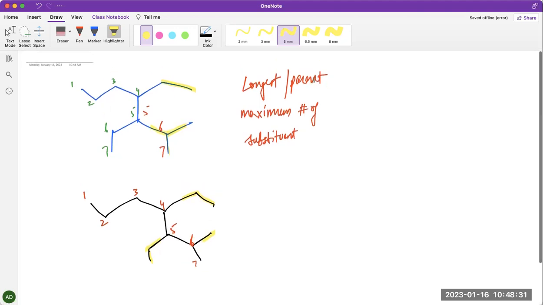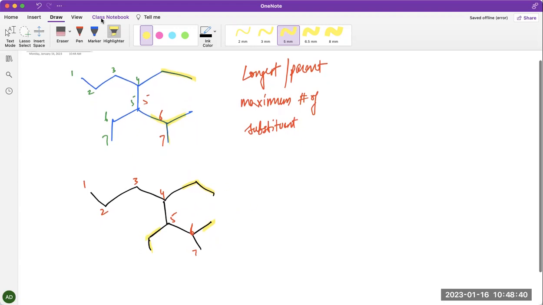And what does the rule say? The parent chain is going to be the one which has the maximum number of substituents. Okay, this numbering wins. This is how we are going to frame our main chain. Our main chain is basically this one. The parent chain is this. Again, I'm telling you again, you could have gone 6 and 7 this way, and this will become a substituent. It's the same thing. Okay, so this is our main chain.